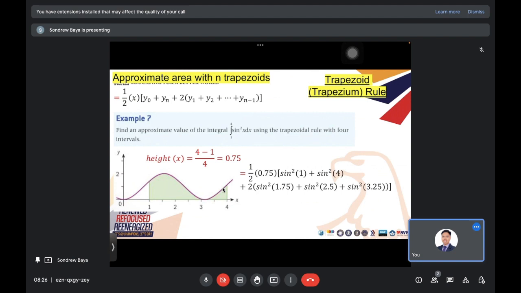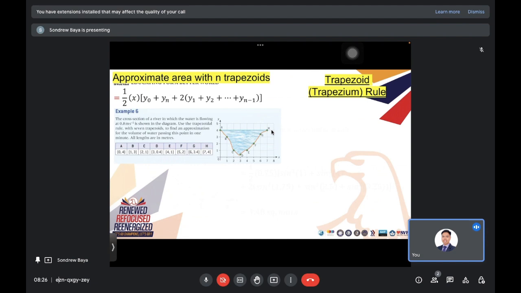However, if you put it in your calculator and press enter, you will now get 1.48 square units as the approximate area. Take note, this is just an approximate value. It might differ if you put this directly in your calculator, but the difference may not be that much. All right, let's continue.